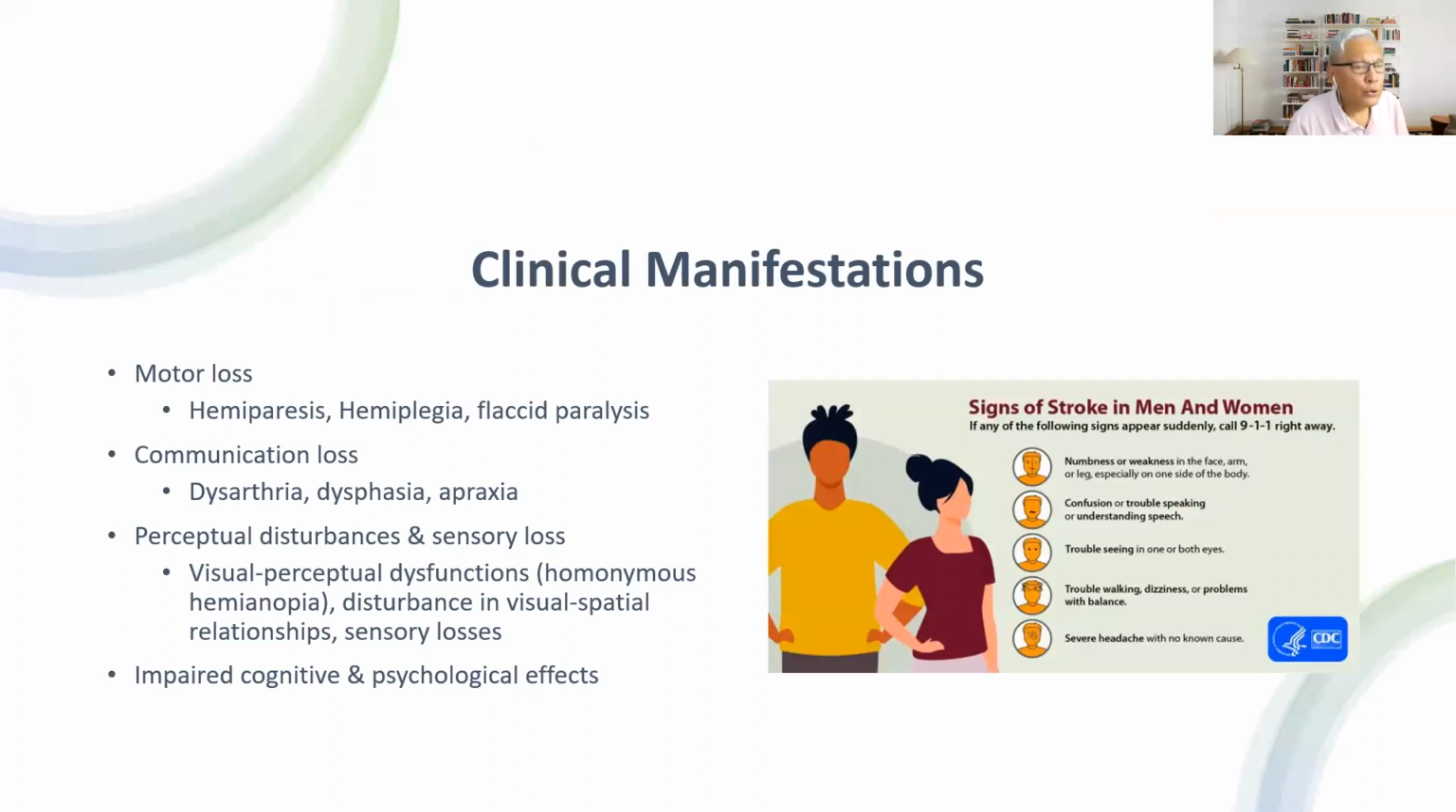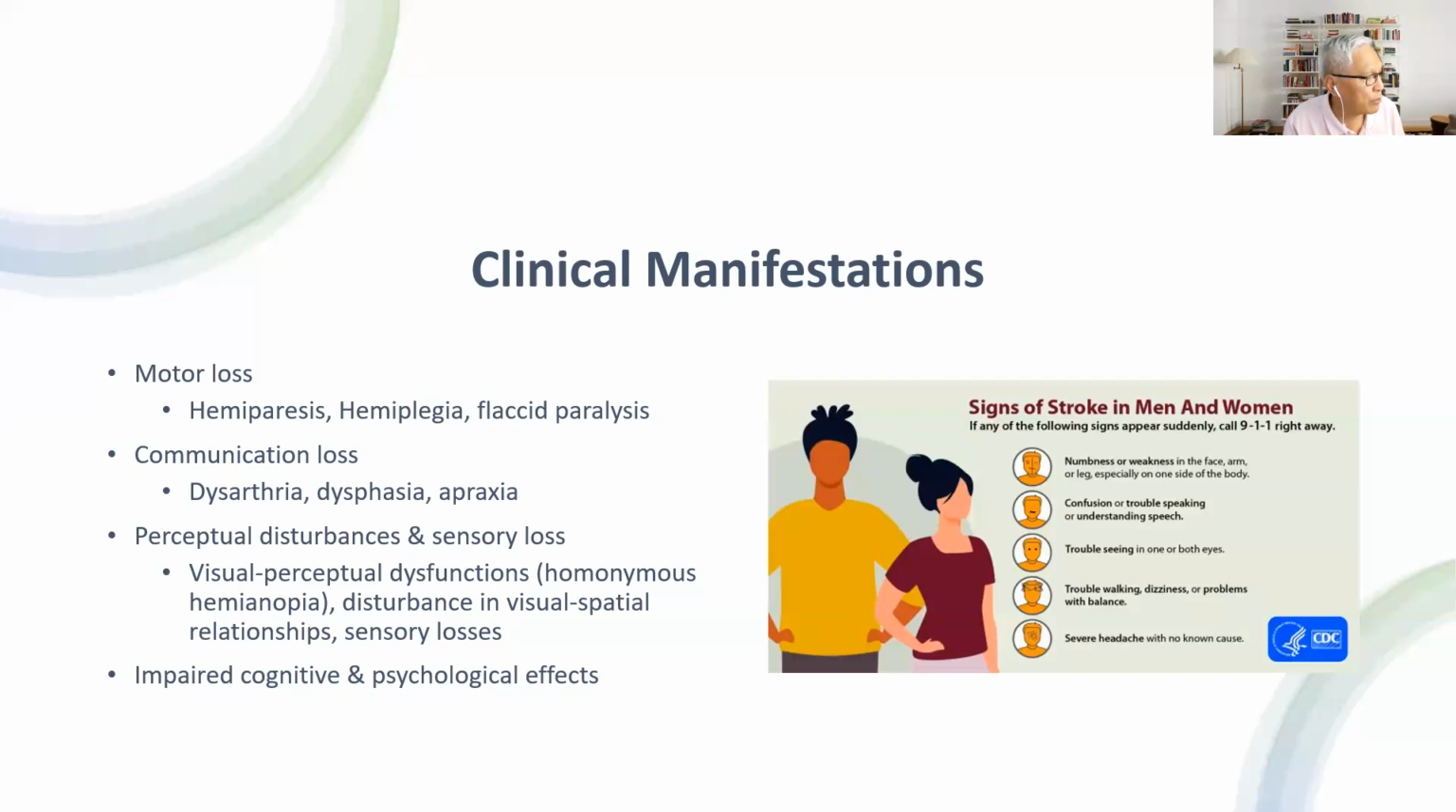So going back now to assessment of the patient, what are the clinical manifestations? Well, the manifestations include motor loss like hemiplegia or hemiparesis or flaccid paralysis, communication loss such as dysarthria, which is going to be difficulty in speaking, difficulty in forming words, as well as apraxia. And apraxia, of course, is inability to perform a previously learned task.